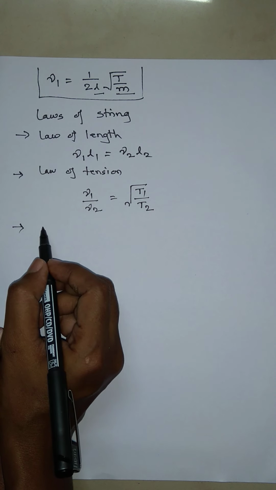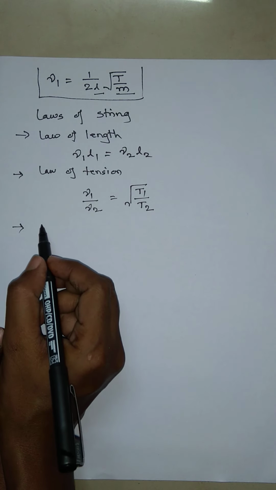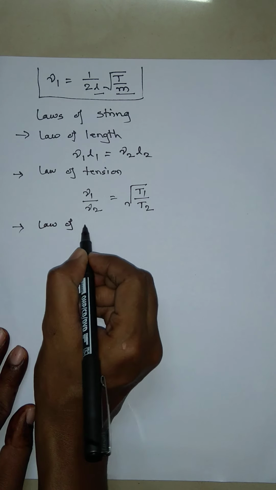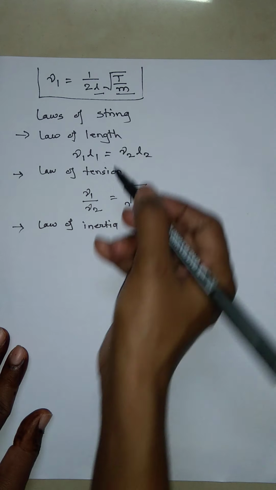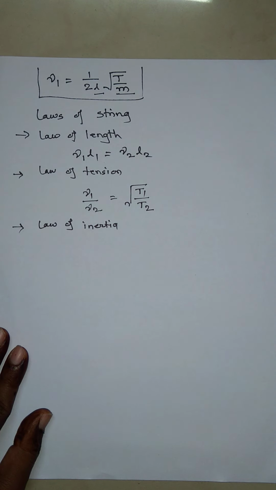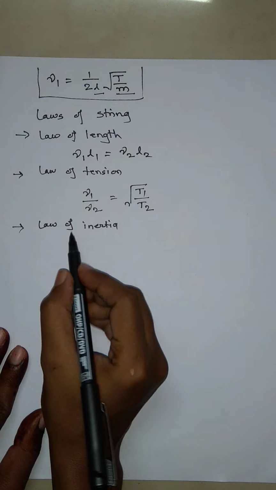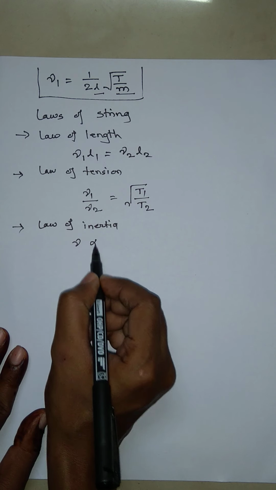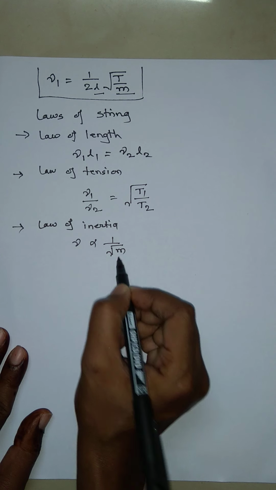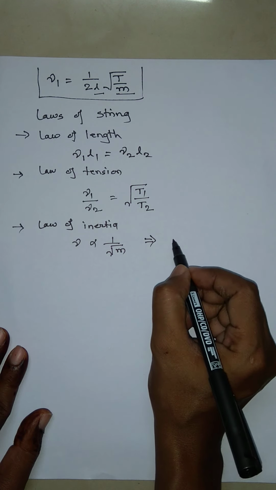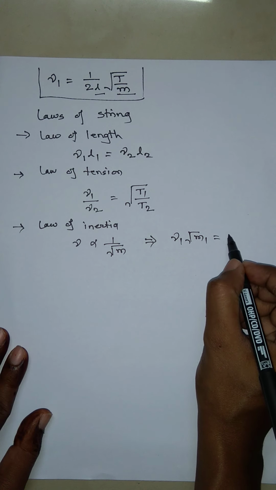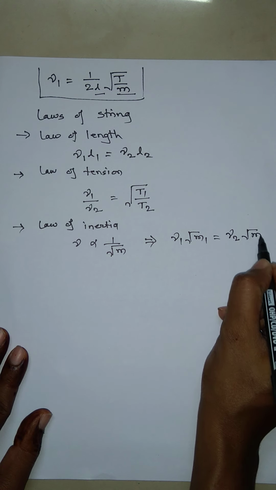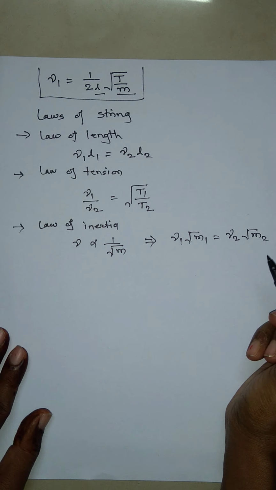The third law is the law of inertia. The law of inertia you can guess well, which says that if length of the string is constant and tension in the string is constant, then the frequency of vibration is inversely proportional to root of its moment of inertia, or you can say the product nu1 root m1 equals nu2 root m2. This remains constant.